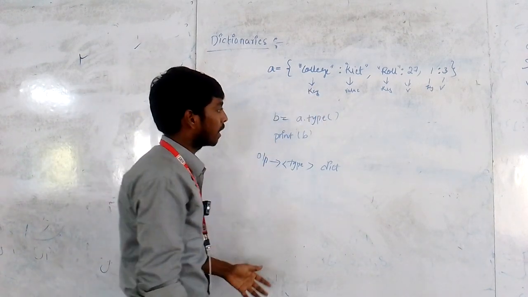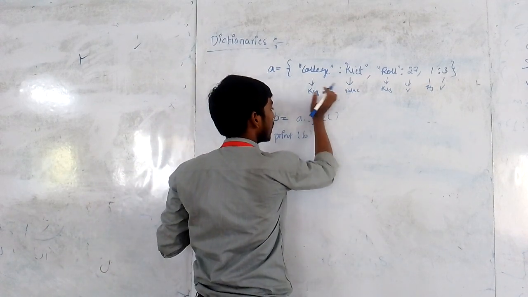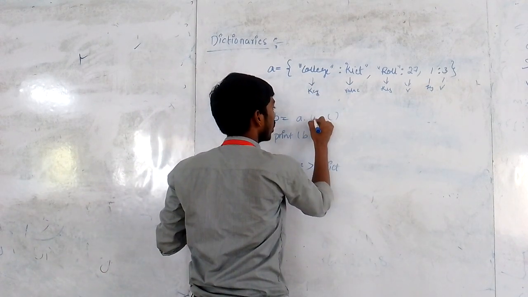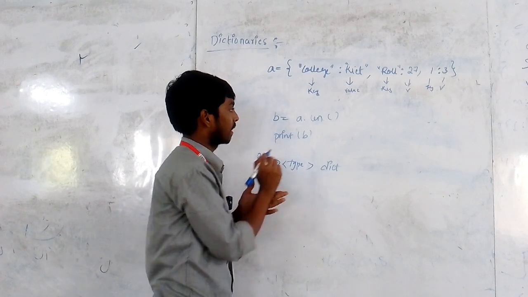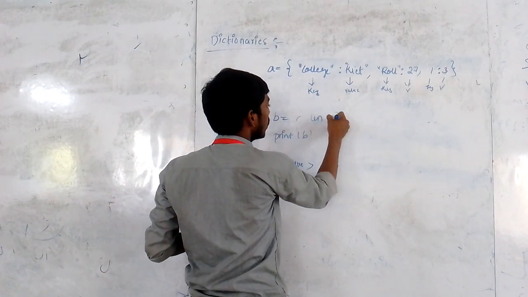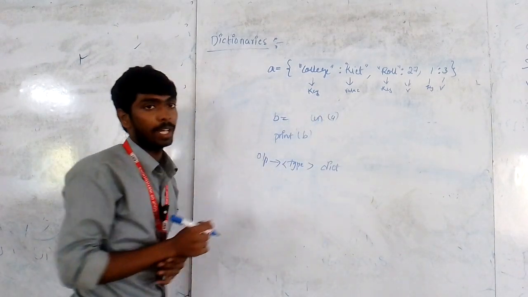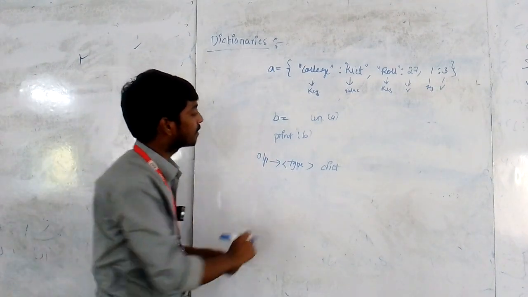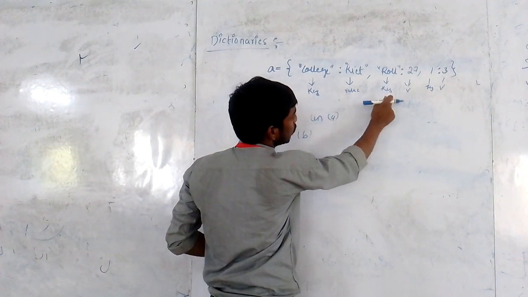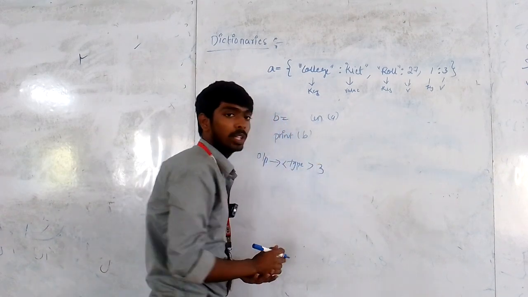In the same manner, another simple example is length. You can take length: b equal to len of a, print b. The required output is 3, since there are three key-value pairs.